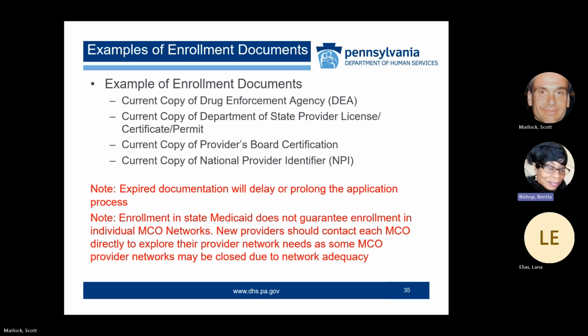Examples of enrollment documents. Examples of enrollment documents may be a DEA, which is the copy of the Drug Enforcement Agency, a copy of the Department of State Provider License, Certificate, or Permit, current copy of provider's board certification, and in some cases, their NPI, which is the National Provider Identifier. Please note, expired documentation will delay or prolong the application process.